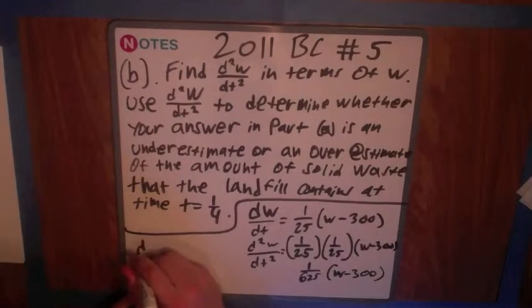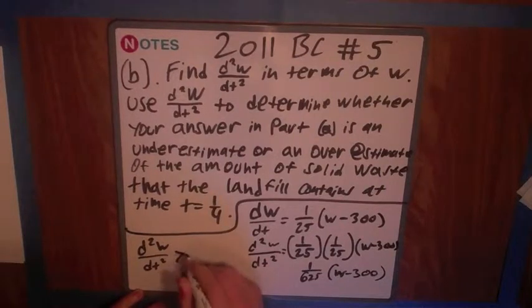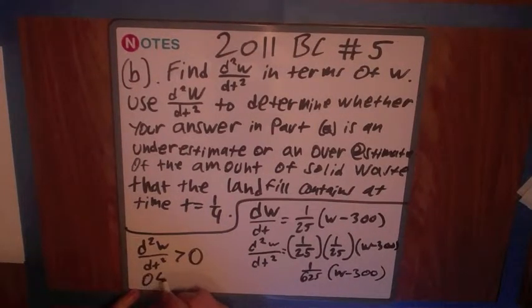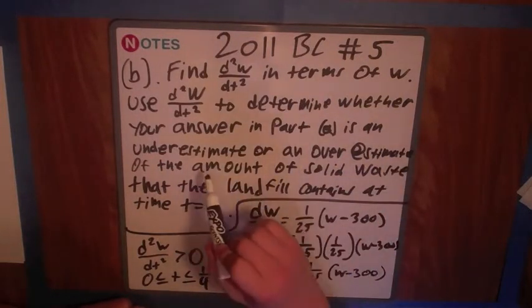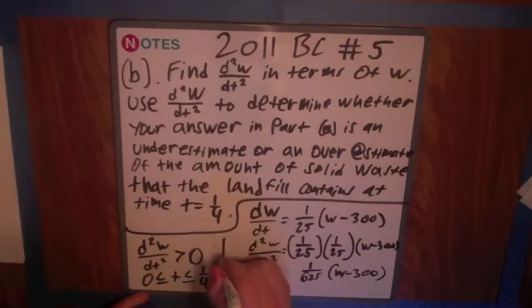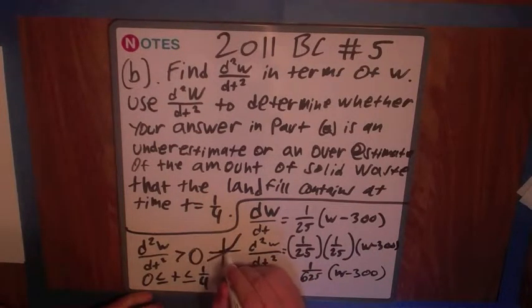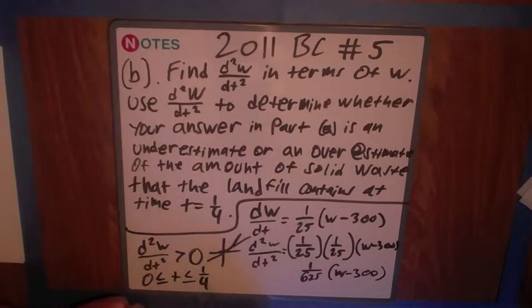Thus, d squared W over dt squared is greater than 0 on the interval 0 less than or equal to t less than or equal to 1/4, which means that our tangent line approximation was an underestimate because our graph is an increasing function. Our tangent line did this. It estimated below the actual value.